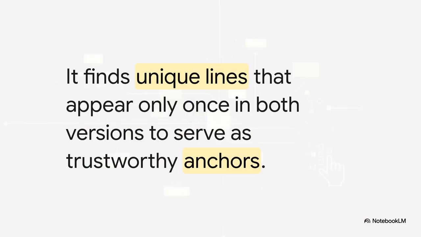Well, the secret is something called conservative alignment. Instead of using a generic diff algorithm that might get confused and make a bad guess, it looks for something it can totally trust: unique lines. Lines that only show up once in both the old version and the new version of the file. These lines become foolproof anchors, and the system can then safely map all the changes between them.